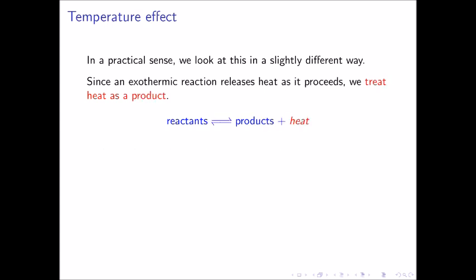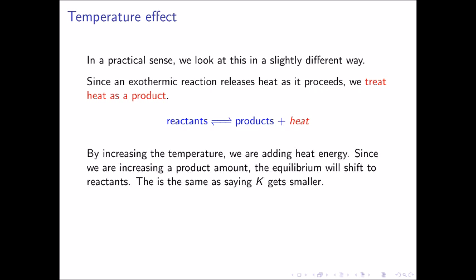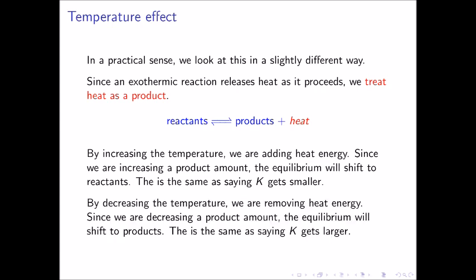An exothermic reaction releases heat as it proceeds, and therefore we treat heat as a product. By increasing the temperature, we are adding in heat energy, thus effectively increasing the amount of products. This causes the equilibrium to shift back to reactants. This is equivalent to saying that K is getting smaller. By decreasing the temperature, we are removing heat energy, effectively decreasing the amount of a product. This causes the equilibrium to shift toward products. Equivalently, this is the same as saying K gets larger.